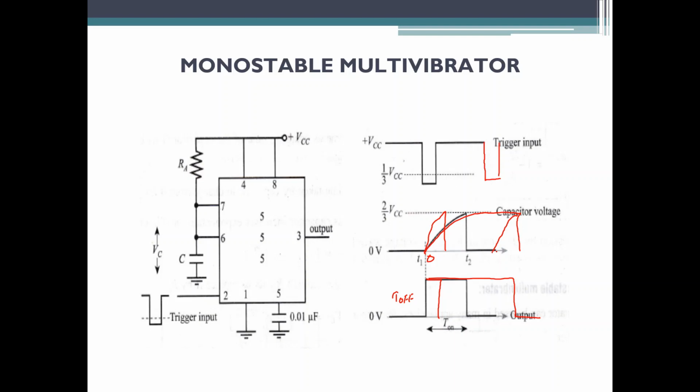So that is your monostable multivibrator. Basically your intention was to produce a pulse. That is what the monostable multivibrator will be doing.